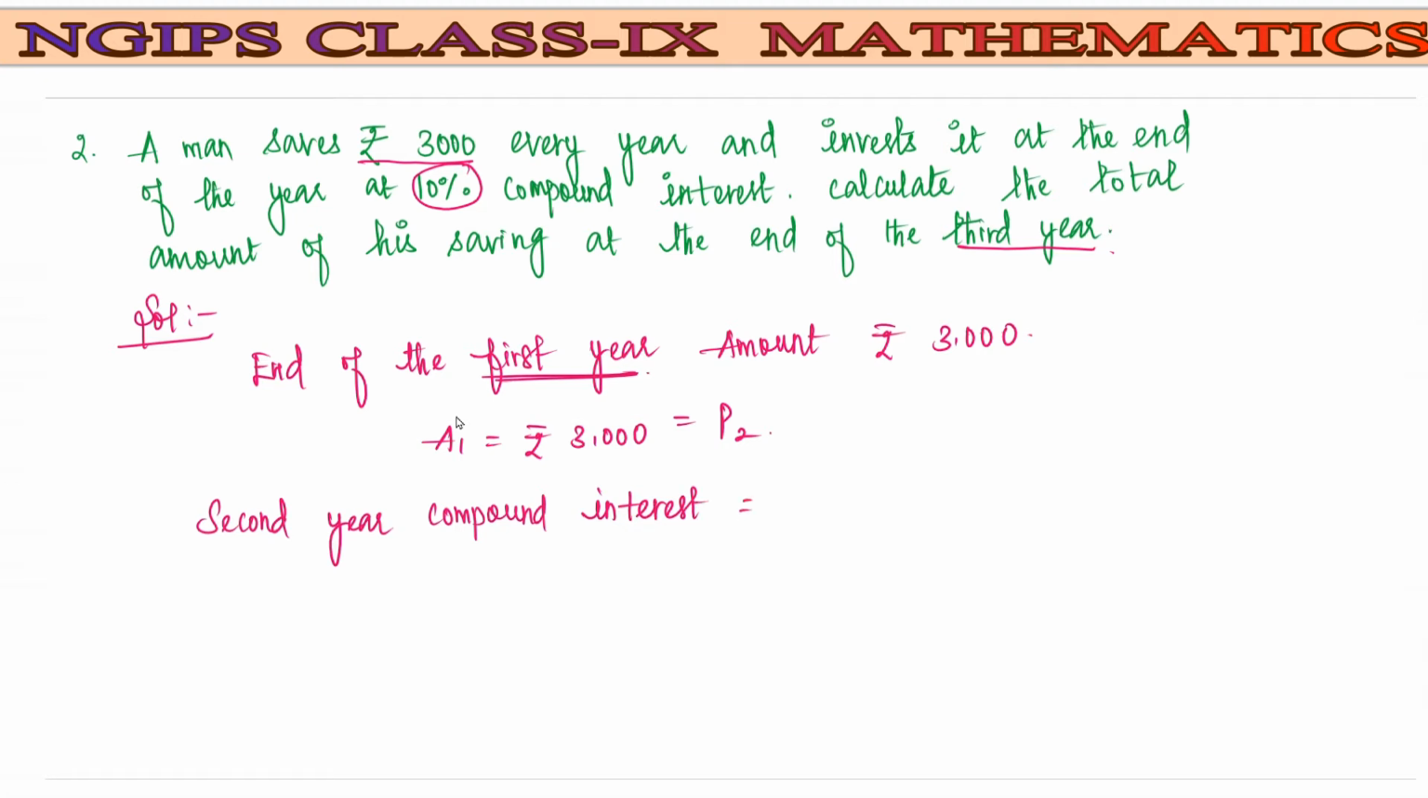The second year compound interest is equal to principal into rate into time divided by 100. Here we have principal equal to 3000 rupees. So 3000 into rate 10% and time 1 year, divided by 100. Now the 2 zeros and 2 zeros get cancelled, so left over is 300 rupees. So this is the second year compound interest.